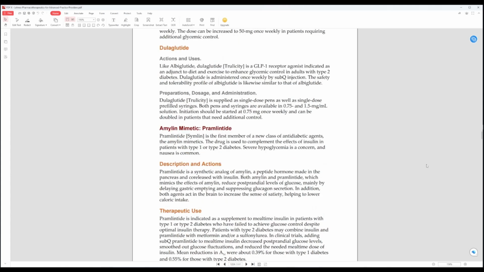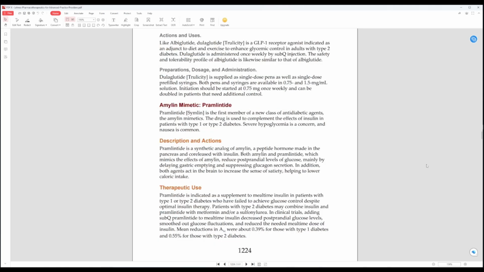Bringing us to dulaglutide. Like albiglutide, dulaglutide is a GLP-1 receptor agonist indicated as an adjunct to diet and exercise to enhance glycemic control in adults with type 2 diabetes. Dulaglutide is administered once weekly by sub-Q injection.